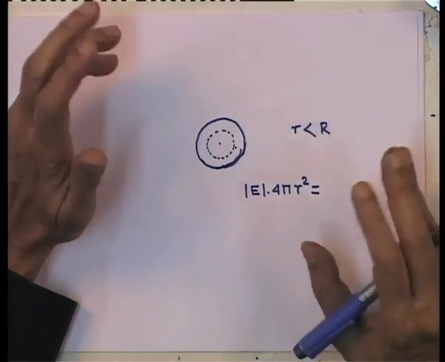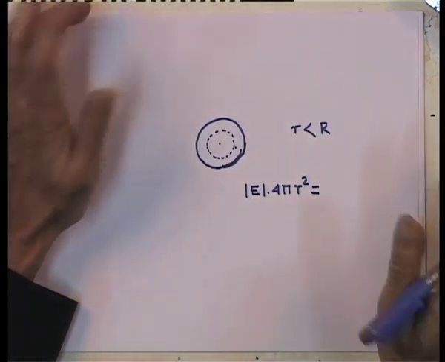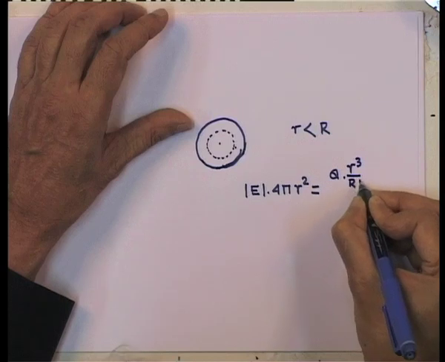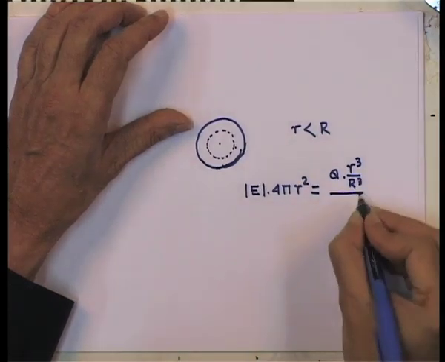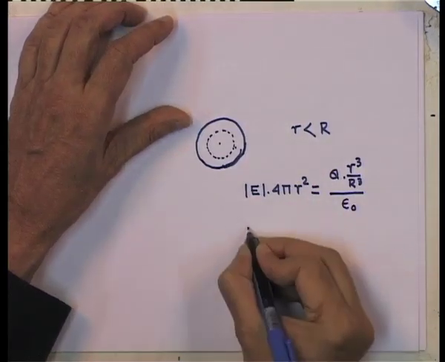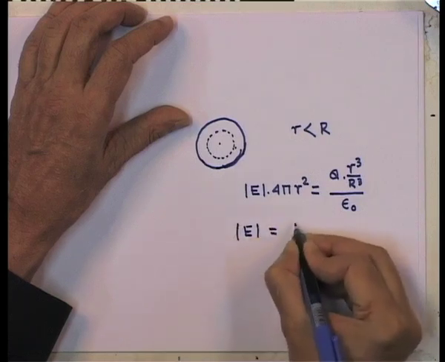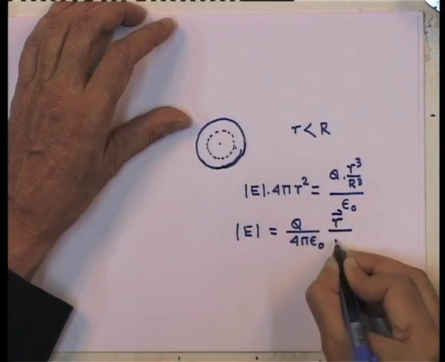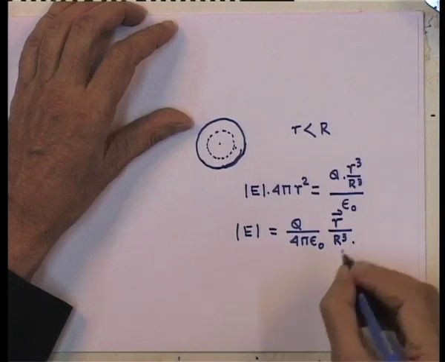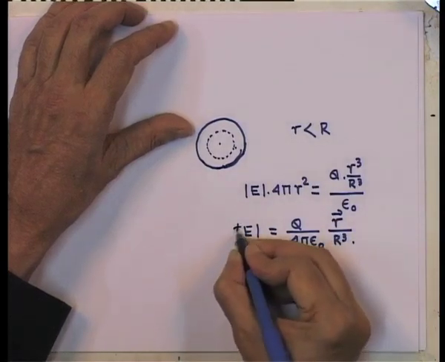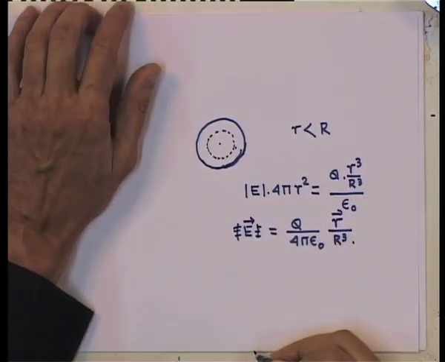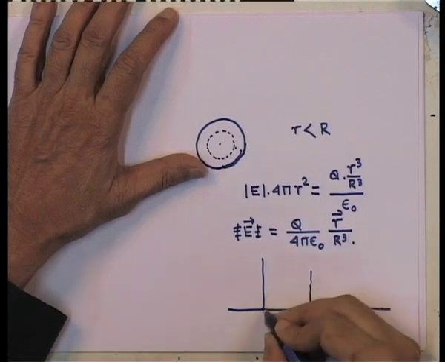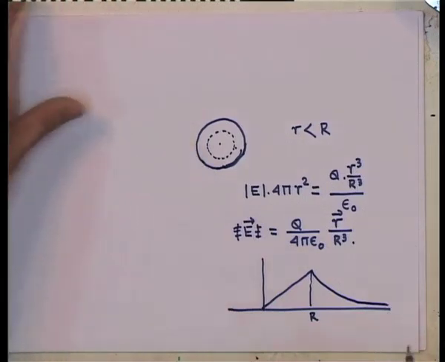because the volume is less by a factor small r cube by capital R cube. So, the amount of charge enclosed is capital Q times r cube by R cube. This is the Q enclosed, divided by epsilon 0. So, the electric field magnitude is Q by 4 pi epsilon 0, and notice it is now linear, r by capital R cube. The electric field direction is still the same. Let me put this as a vector field. Therefore, what happens in this case is that up to the radius R it goes linear, and then it falls off quadratically following Coulomb's law.